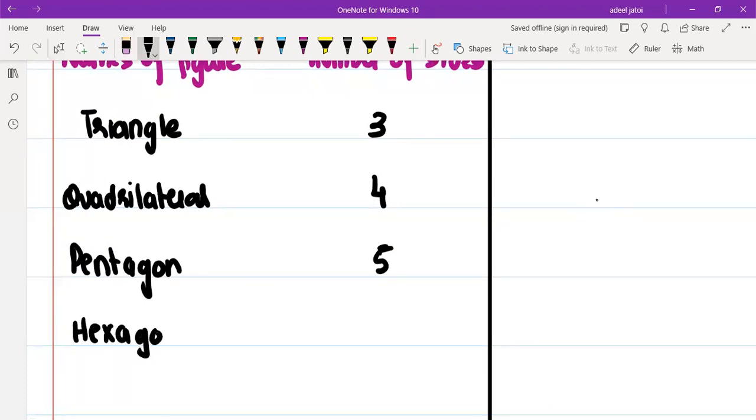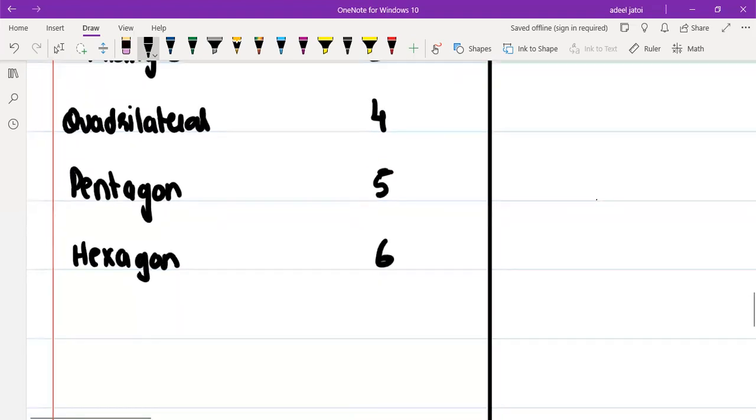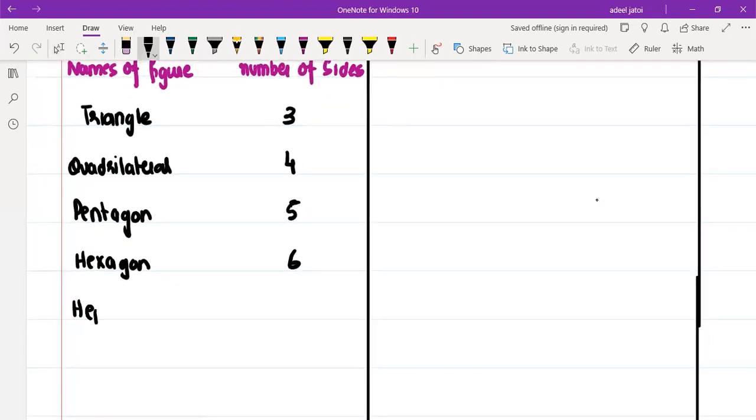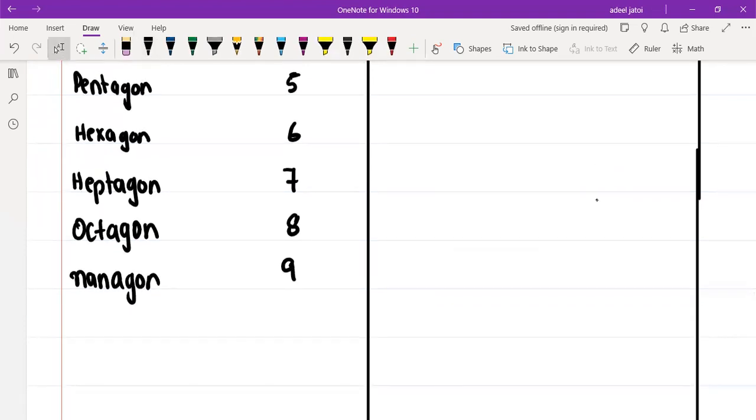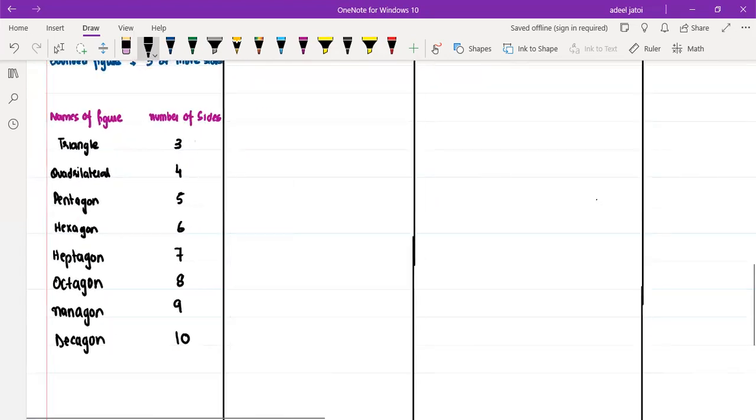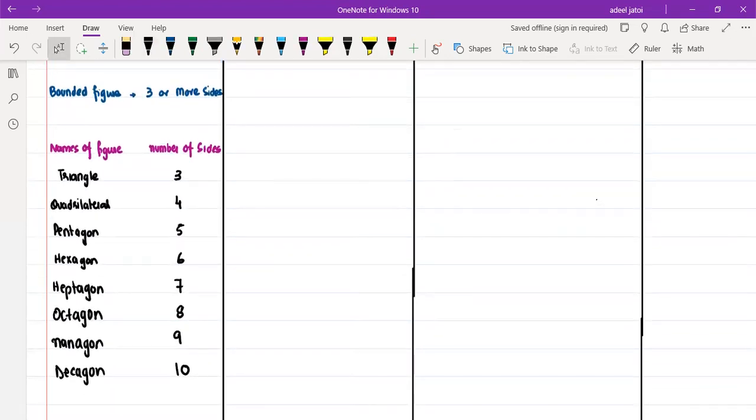hexagon. Hexagon has 6 sides. Then we have heptagon. Heptagon has 7 sides. Then we have octagon. Octagon has 8 sides. We have nonagon. Nonagon has 9 sides. And we have decagon. It has 10 sides. So these are the names of figures and the number of sides. From triangle to decagon, you will have sides from 3 to 10.